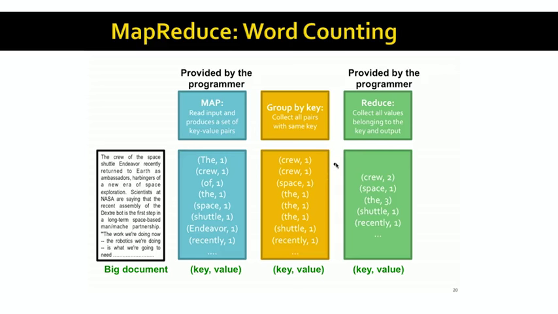And the final step is the reduce step. The reduce step collects together all the values. So the reduce step adds together the two ones from crew and figures out that there are two occurrences of the word crew. Space has one, there are three tuples with one for the, they're all added together, and the output is three, and so on. Right, so this is a schematic of the MapReduce word counting example.